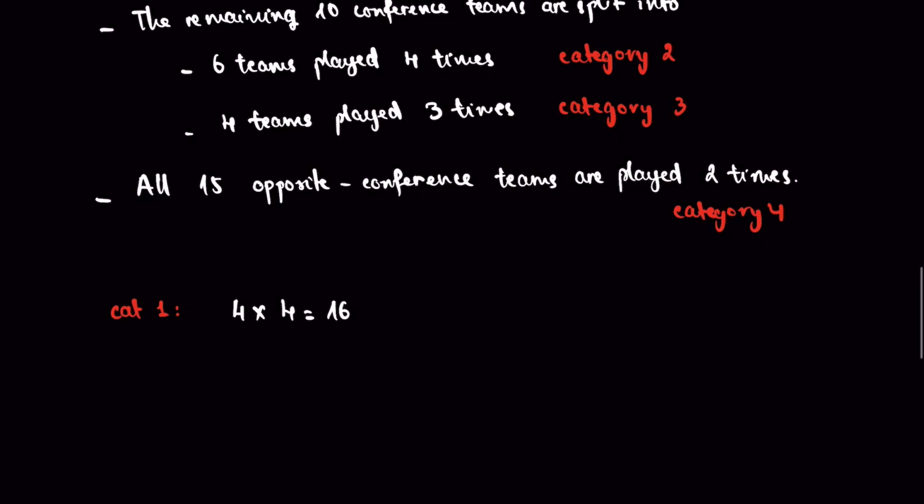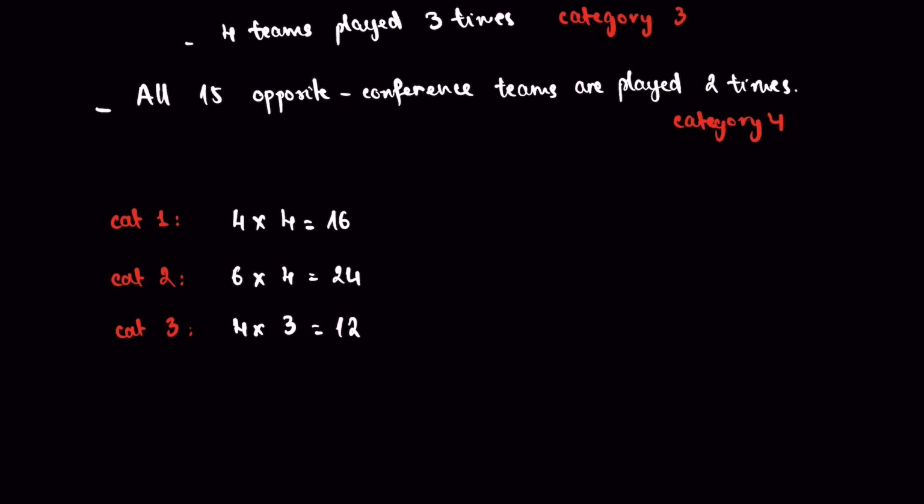Now in the second category, the Celtics are going to play 6 different teams in the same conference 4 times each. So in the second category, you have 6 times 4 games, equal to 24. In category 3, we're going to play 4 teams, and each team we're going to play 3 times. So 4 times 3 equal to 12. And in category 4, all 15 Western Conference teams will be played 2 times. So 15 times 2 equal to 30.